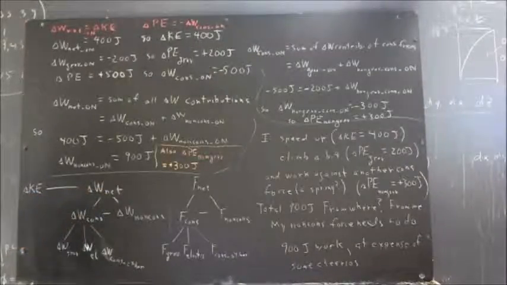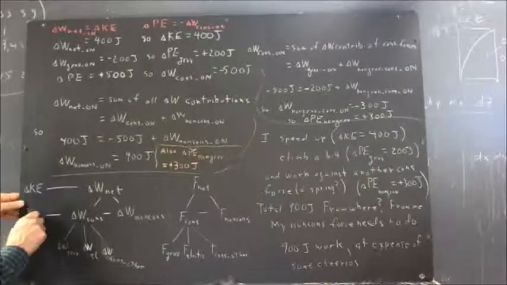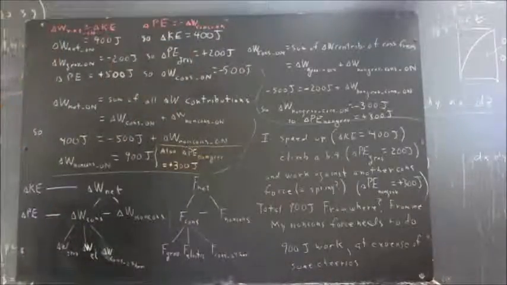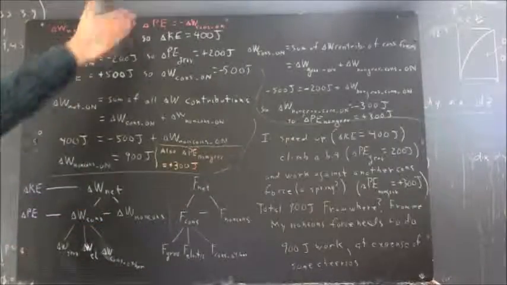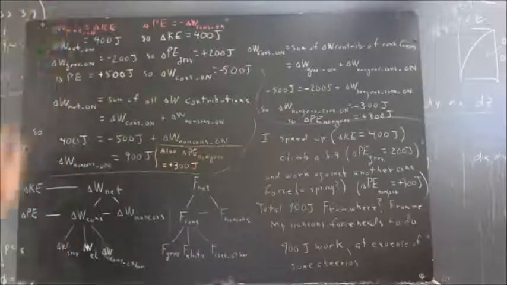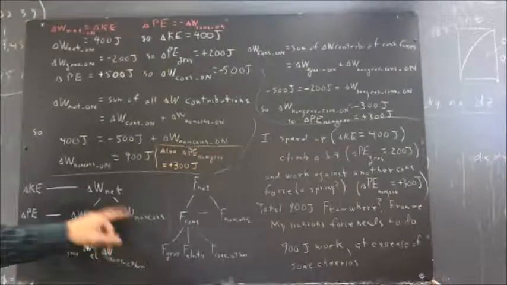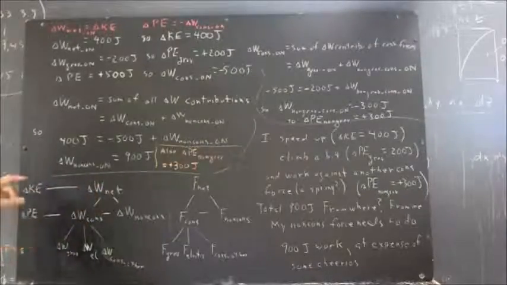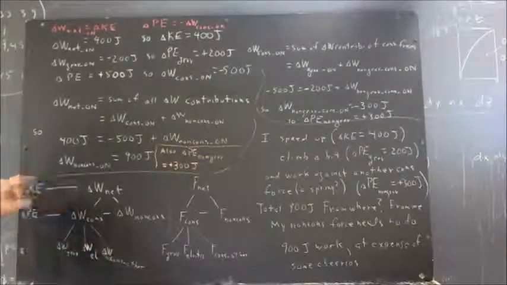Now, work done by conservative forces, well, that determines your change in potential energy, doesn't it? Because change in potential energy is equal and opposite to the work done by conservative forces on the system. Okay, work done by non-conservative forces, well, it isn't related to potential energy in any direct way. It's not related to kinetic energy in any direct way. However, if we know this, we know this. If we know this, we know this. So if we know these two, we can find this one. Or if we know this one and this one, we can find this one.